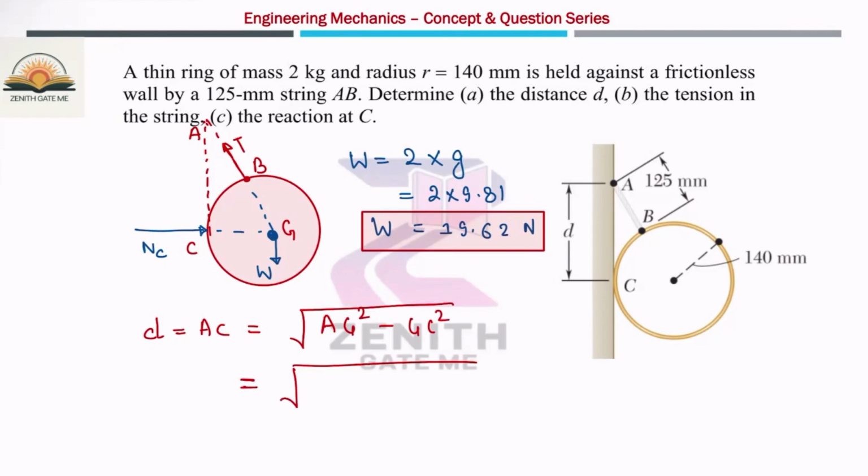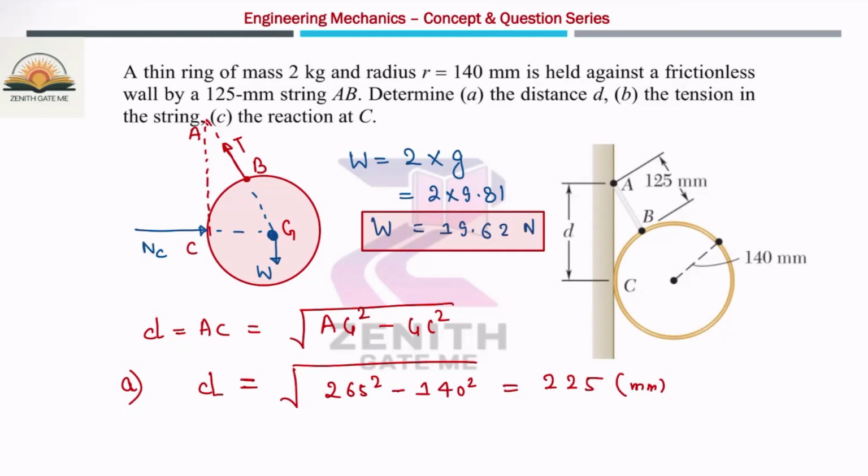What is the AG value? AG is 125 plus 140, so this will be 265. So it is 265 square minus GC square, where GC is the radius of the ring only, that means 140 square. Once you solve it, the D value is 225 mm. So the first part of this question is D equal to 225 millimeter.